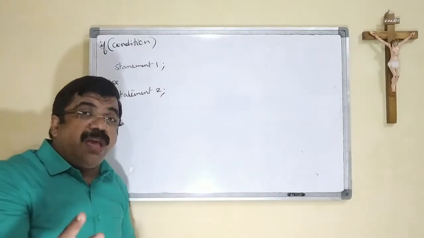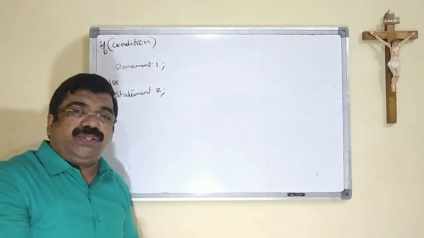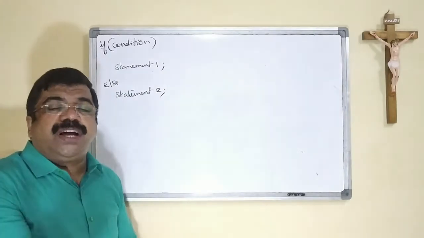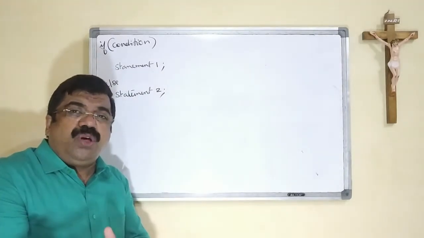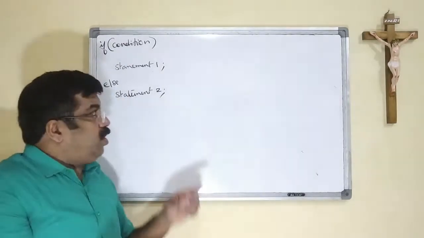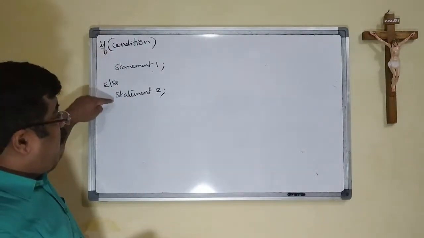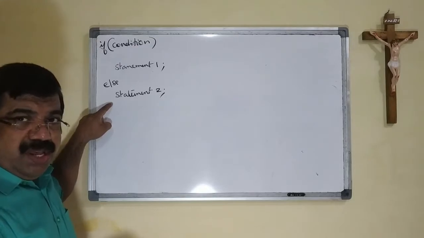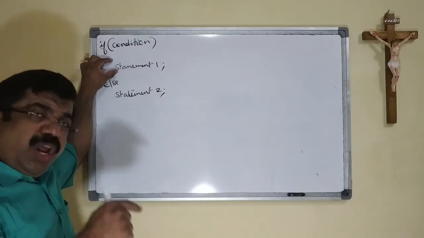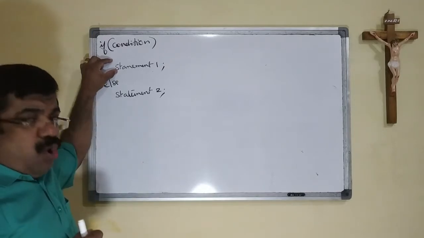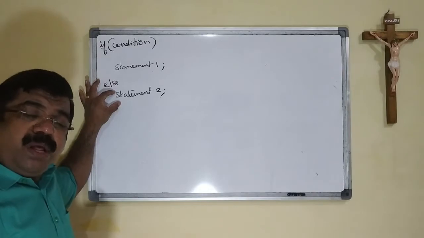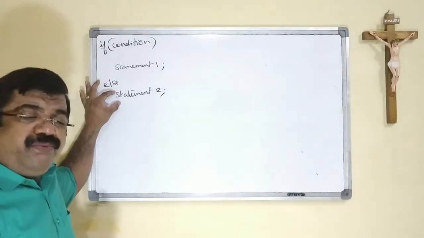So we are thinking about only two choices. One is, if the condition is true, what we have to do. Otherwise, if the condition is false, what we have to do. That is given with the if and the else. As I said previously, statement 1 can be a single statement or a block of statements. Else also can be a single statement or a block of statements.